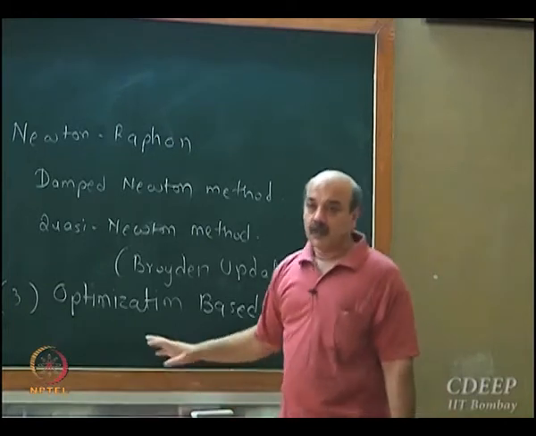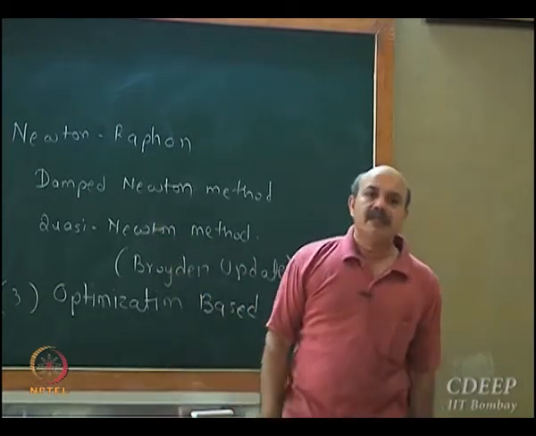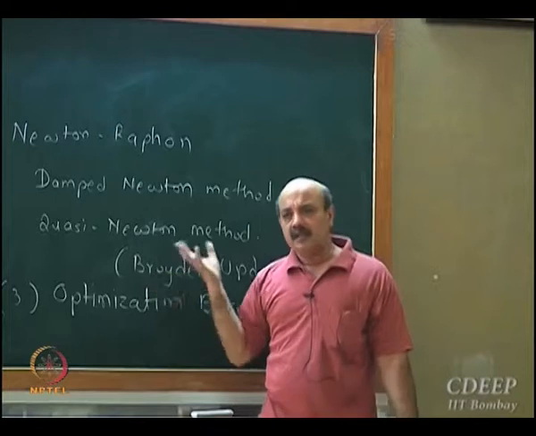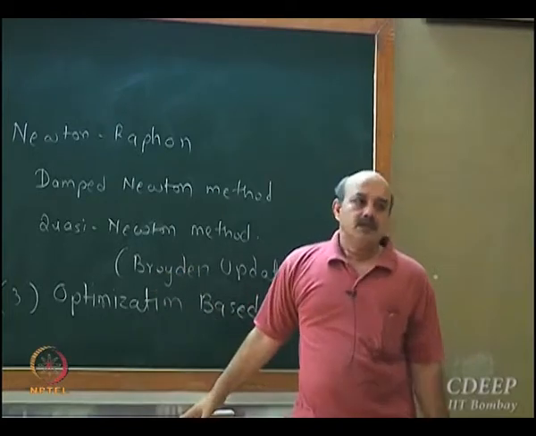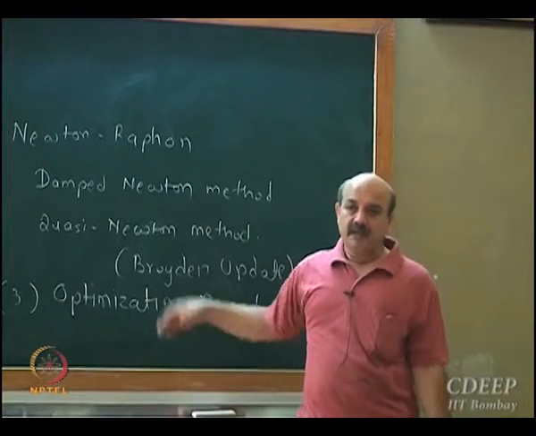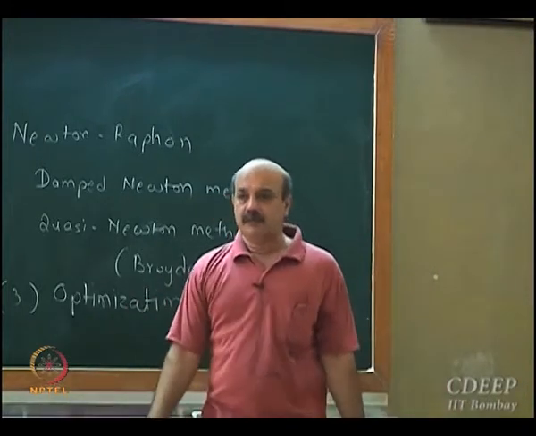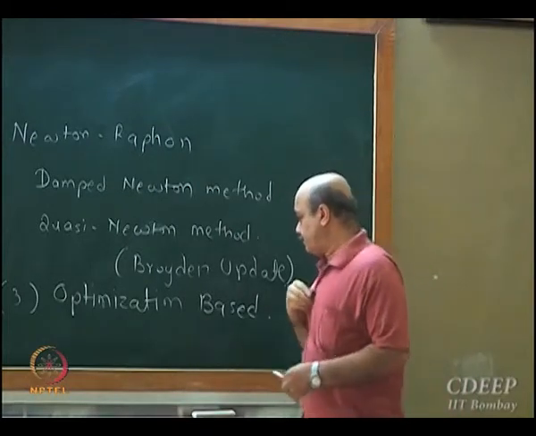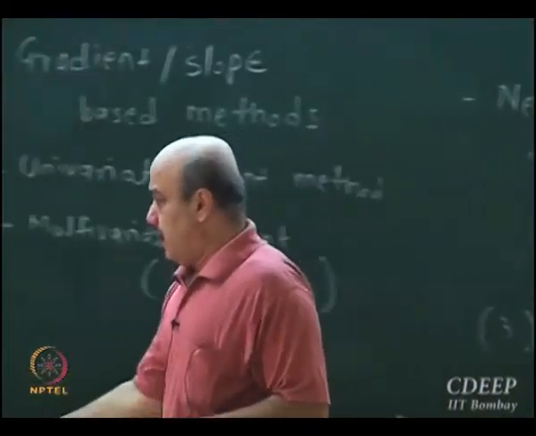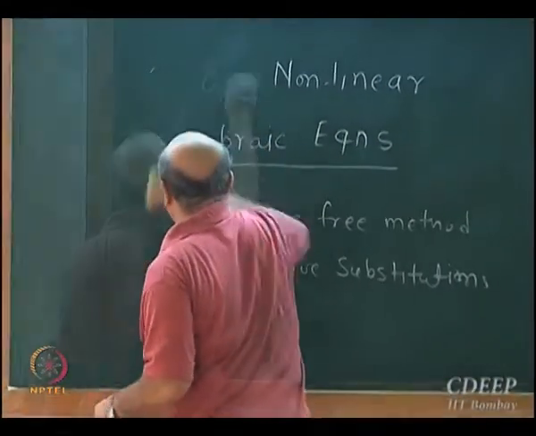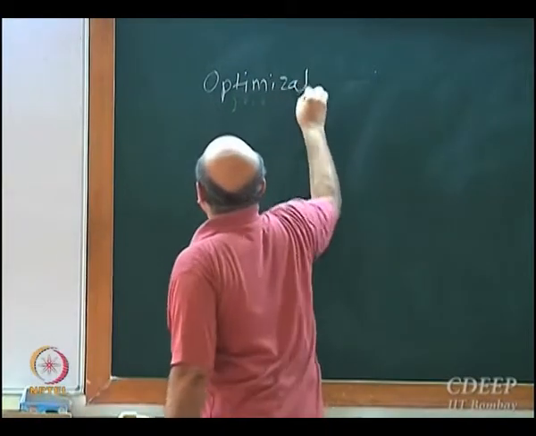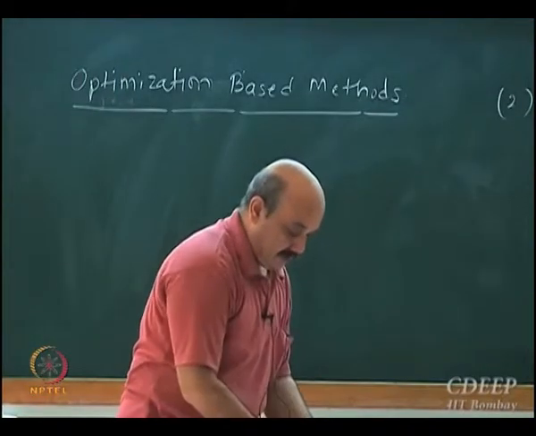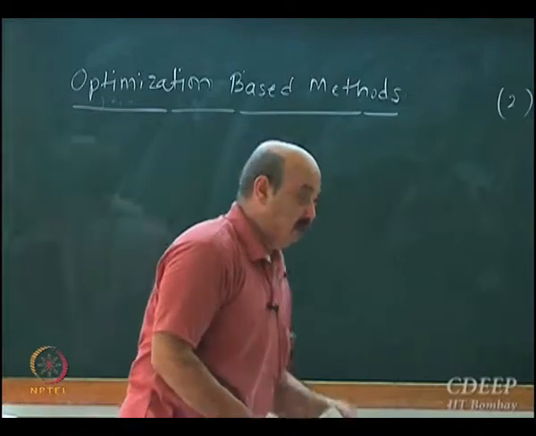The third one, the optimization based, has its parallel in solving linear algebraic equations. Linear algebraic equations we solved using the gradient method and conjugate gradient method. Likewise, here too we can formulate solving nonlinear algebraic equations as an optimization problem and iteratively solve the optimization problem till you reach the solution. So what are these optimization based methods? Here we form an optimization problem.